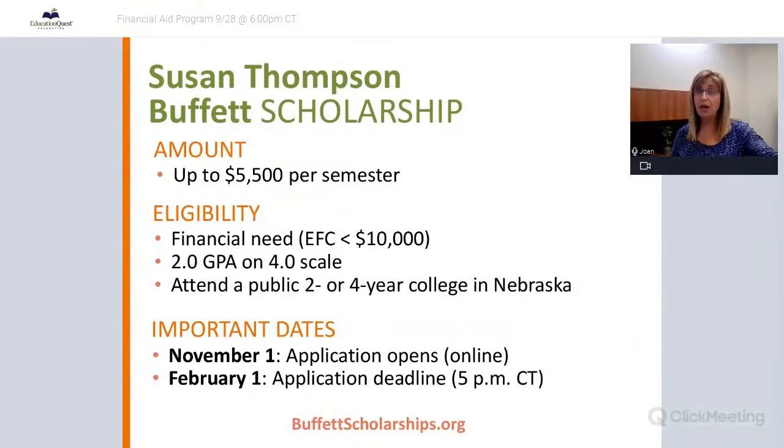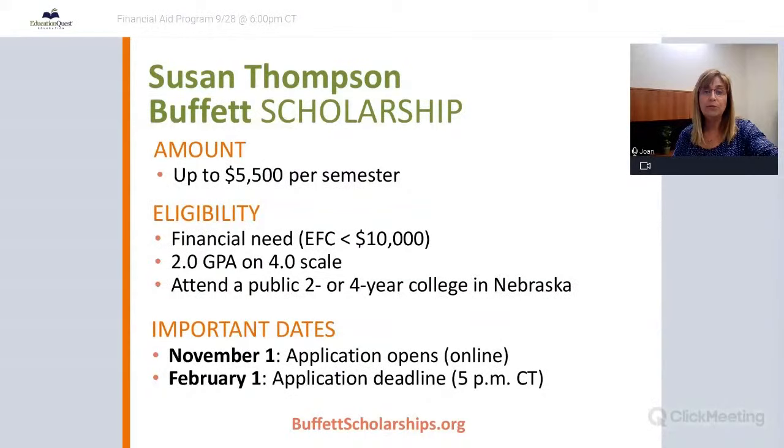Now, you can look on our Education Quest website. We have what's called the College Funding Estimator, and that's my favorite tool of all of our tools because it allows you to get a head start on the process. It allows you to see what potentially your family contribution number is going to be. So if that EFC number is below $10,000 and the student's GPA is at least a 2.0 scale, and they plan to attend a public college in Nebraska, then they definitely want to apply for the Buffett Scholarship.